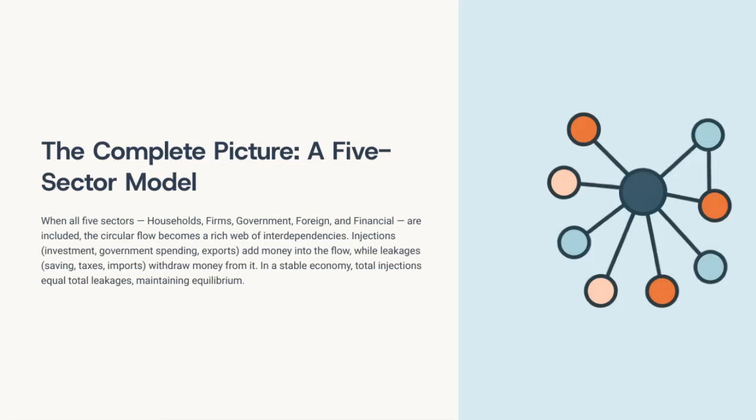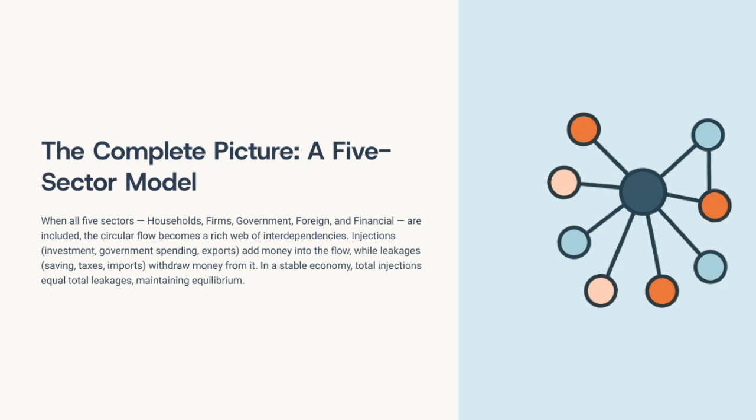Now, when we include all 5 sectors, households, firms, government, foreign, and financial, the circular flow really transforms into a complex web of interdependencies. Each sector interacts with the others, creating a dynamic system. Injections, which include investment, government spending, and exports, are the ways money gets added into this flow. On the other hand, leakages, such as saving, taxes, and imports, are the ways money leaves the system. It's important to understand that in a stable economy, these two forces, total injections and total leakages, are balanced. When they are equal, the economy remains in equilibrium, with income and spending levels stable over time. This balance is crucial for maintaining overall economic health.